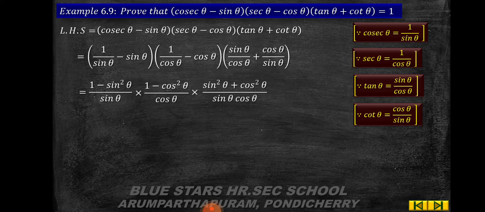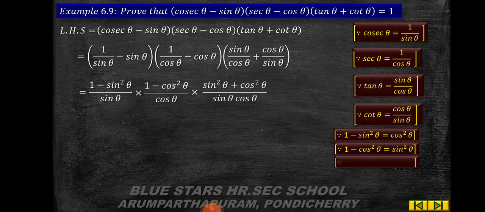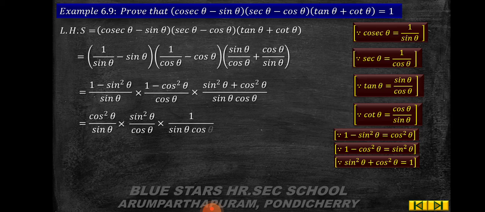We know the trigonometric identity values: 1 minus sine square theta is nothing but cos square theta, and 1 minus cos square theta is nothing but sine square theta. And we know the identity sine square theta plus cos square theta is equal to 1. So substitute those values, you get cos square theta by sine theta into sine square theta by cos theta into 1 divided by sine theta into cos theta.